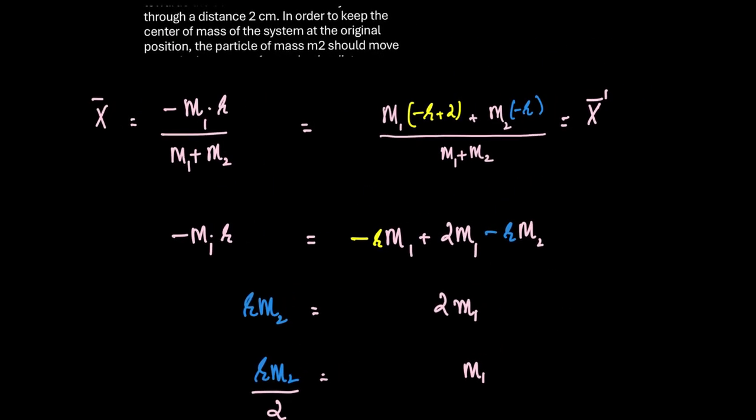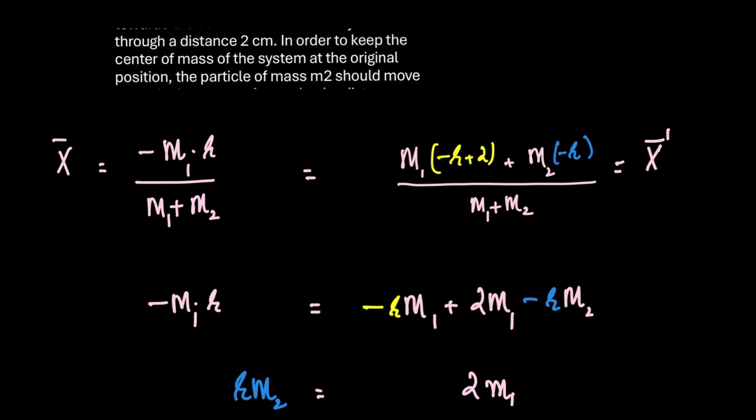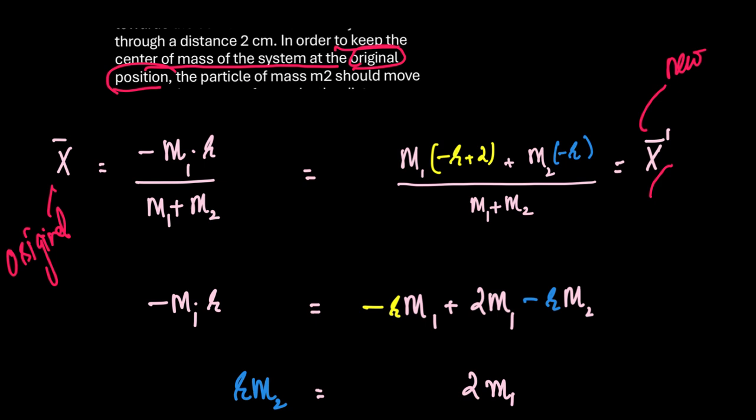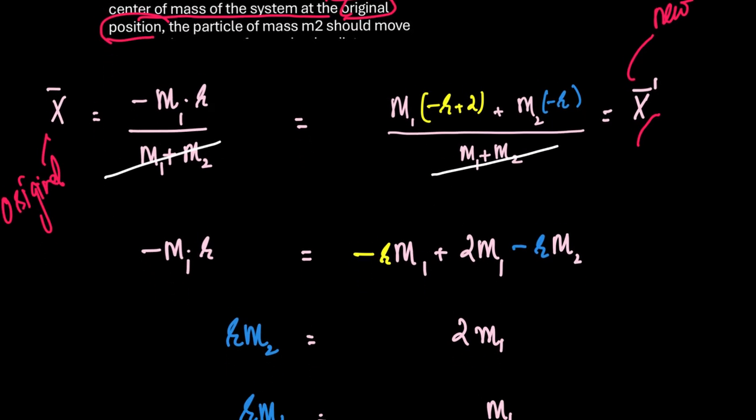Now, according to the question, in order to keep the center of mass of the system at the original position, the particle of mass m2 is moved, so the center of mass of the system is still at the original position, which means the new position represented by x bar dash should be the same as the original position, which is represented by x bar. Therefore, minus m1 into r by m1 plus m2 should be equal to m1 into minus r plus 2 plus m2 into minus r by m1 plus m2. m1 plus m2 by m1 plus m2 is 1, right?